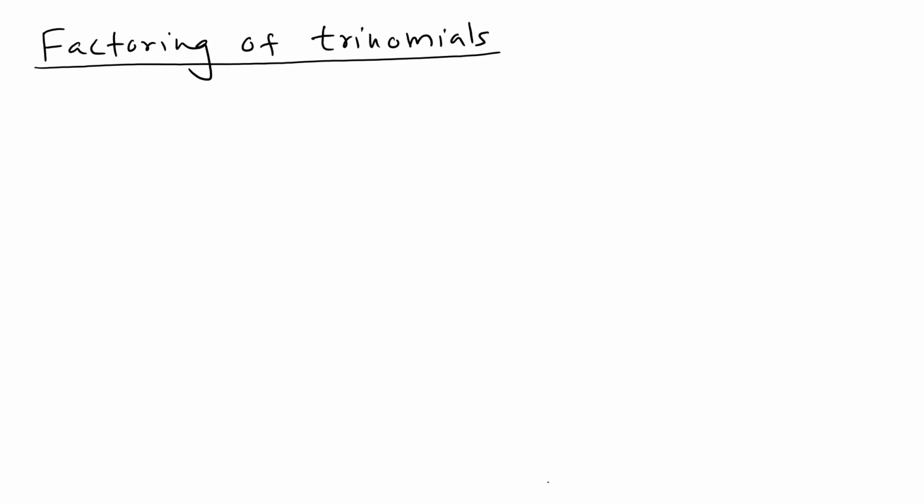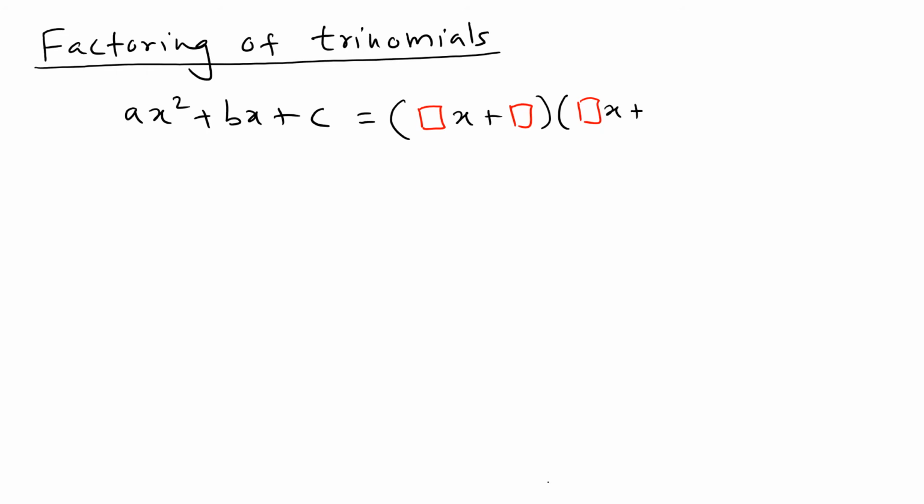Factoring of trinomials. Trinomials are polynomials with 3 terms, like ax squared plus bx plus c. We try to see whether we can write this as a product of linear factors. For example, the first factor is a number times x plus another number, and similarly, the other factor is a number times x plus another number.